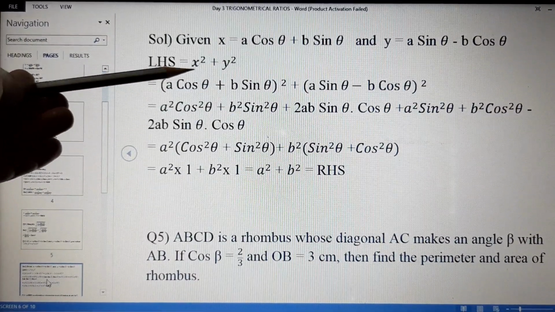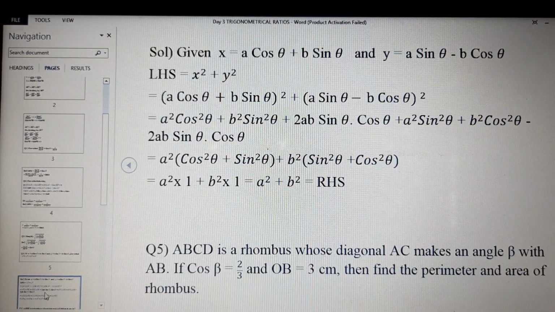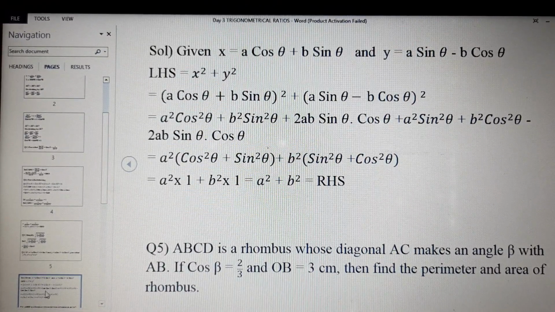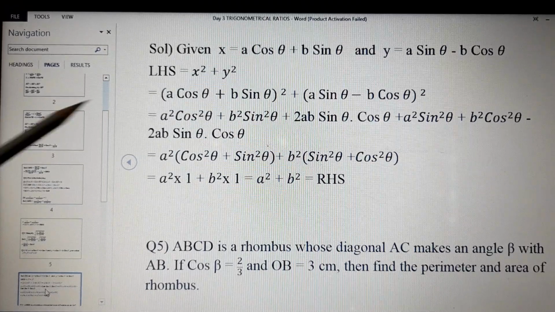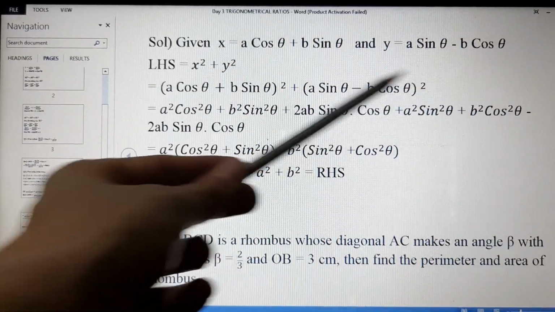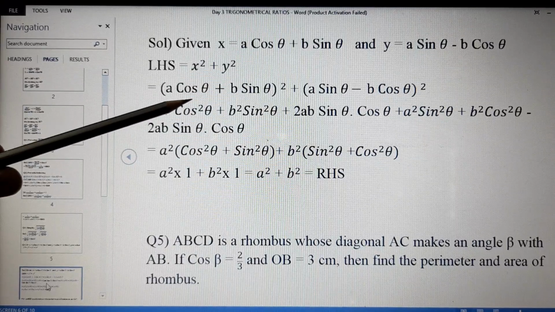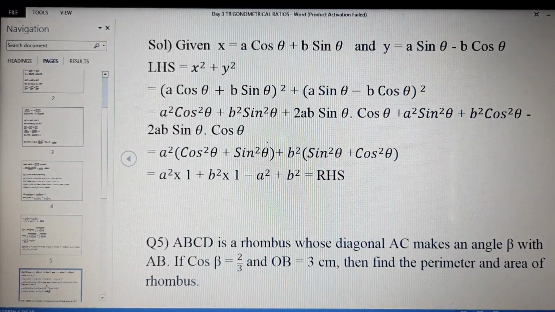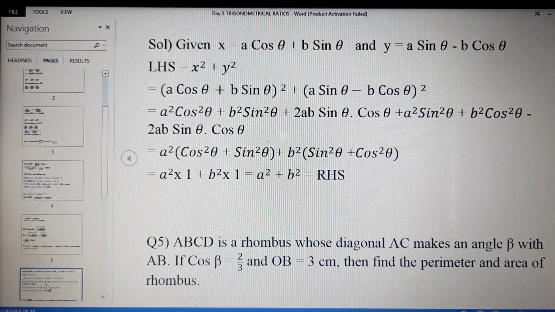As we know that x is a cos theta plus b sin theta, x square means a cos theta plus b sin theta whole square. And y square means a sin theta minus b cos theta whole square. Again, it is a plus b whole square and a minus b whole square. Here a is a cos theta and b is b sin theta.